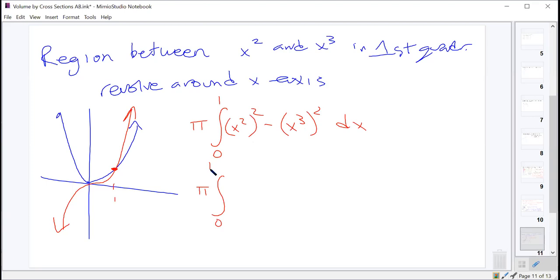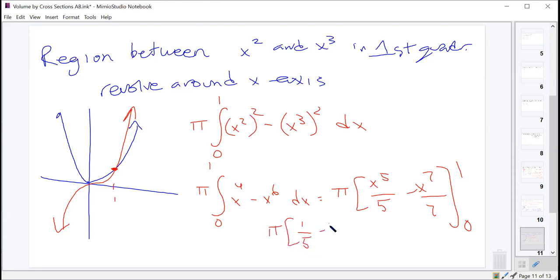Pi integral 0 to 1 x to the 4th minus x to the 6th, and then you just integrate it, right? X to the 5th over 5 minus x to the 7th over 7, from 0 to 1. That's going to give us 1/5 minus 1/7 times pi. What is that? 2/35, so 2 pi over 35. I can still do fractions. That's great. Even better than when I was in 6th grade. Everybody good there? All right.